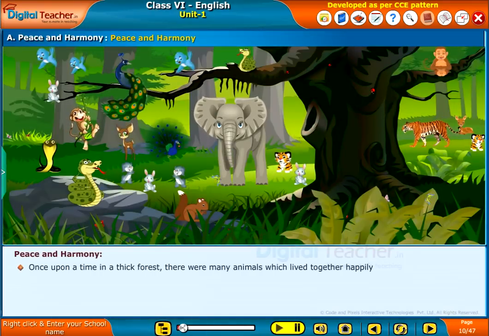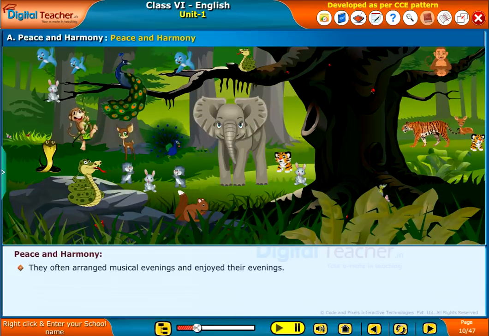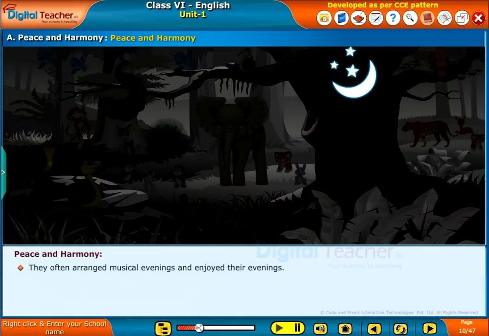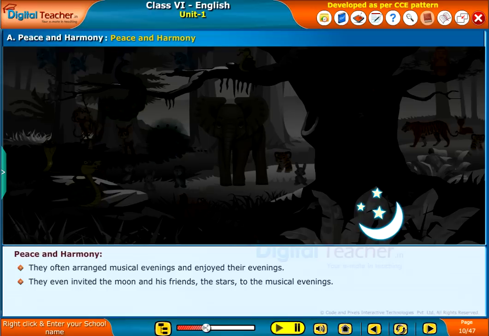Once upon a time in a thick forest, there were many animals which lived together happily. They played together in open fields without any fear. They often arranged musical evenings and enjoyed their evenings. They even invited the moon and his friends, the stars, to the musical evenings.